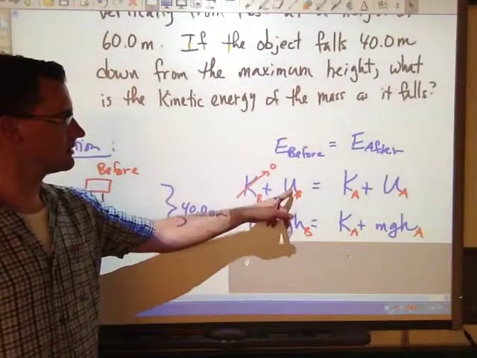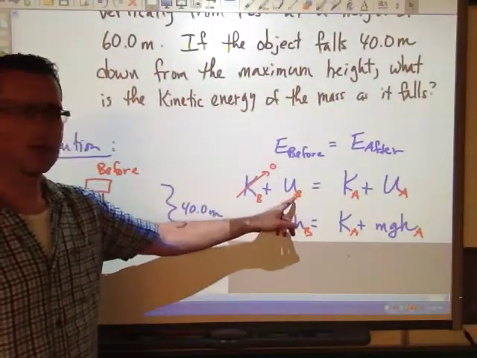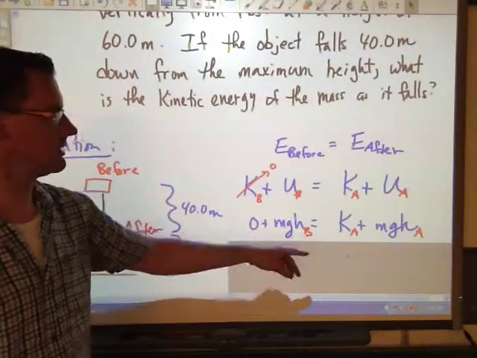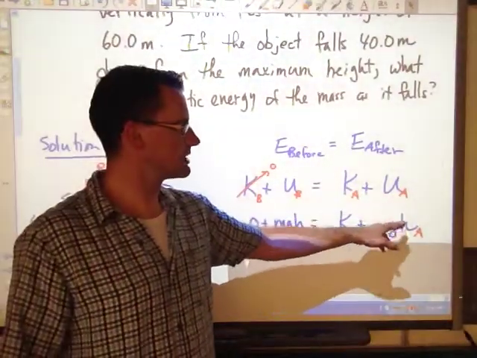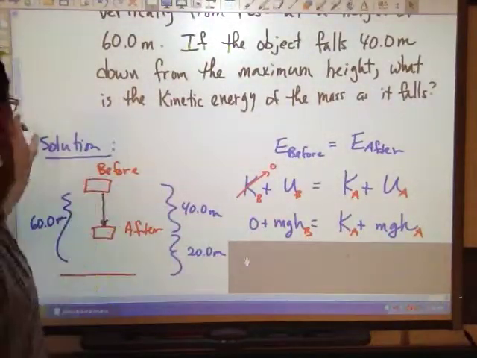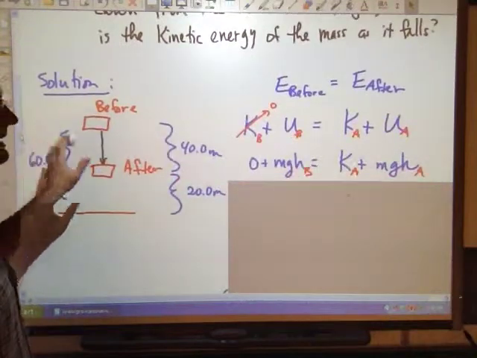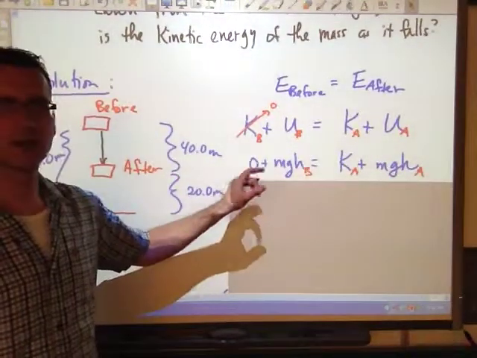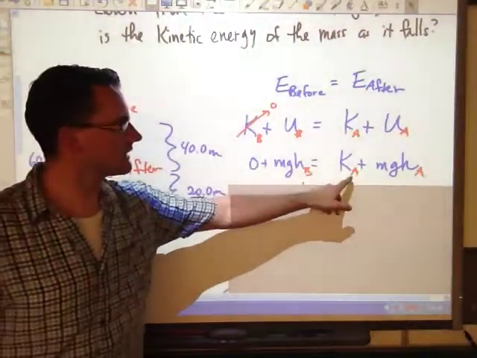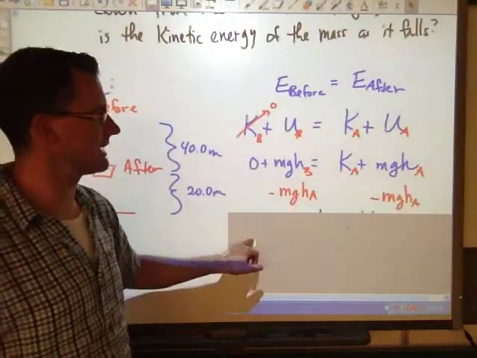So I broke down U into mgh. Now, potential energy before is going to use the height before. Potential energy after is going to use the height after it has fallen down. So that's the key, kind of analyzing the situation and looking at the variables here and figuring out what we know. Now, solving for Ka, I'm going to isolate it.